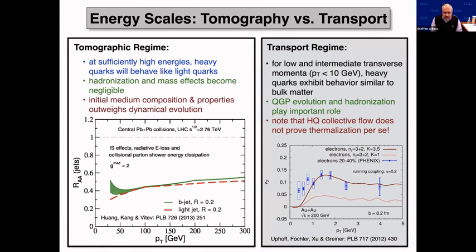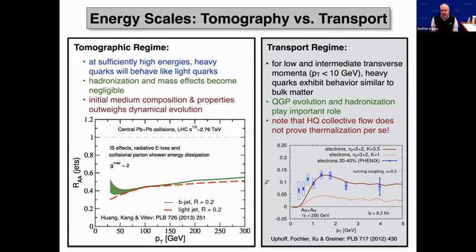All right, another thing I wanted to point out before I go in medias res is that there are, I think, two different energy scales that are probably sensitive to different things. Yes, if you go into the tomographic regime at sufficiently high energies, your heavy quarks will behave pretty much like light quarks. And a lot of effects become better controlled or negligible. Yes, and it is really the initial medium composition and properties that is of primary importance.